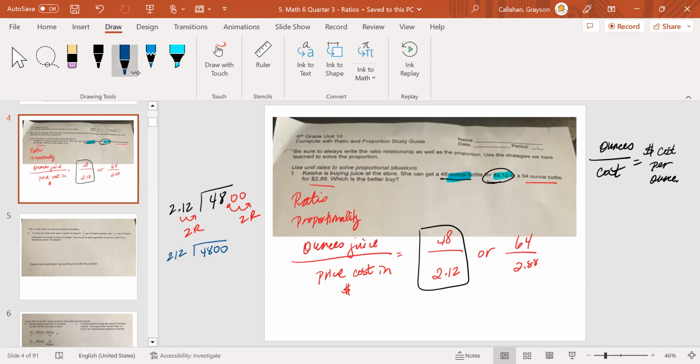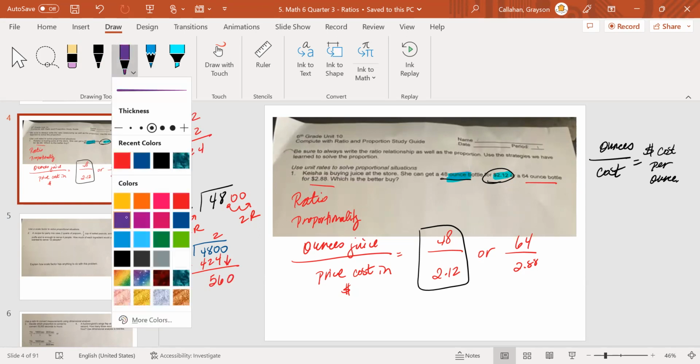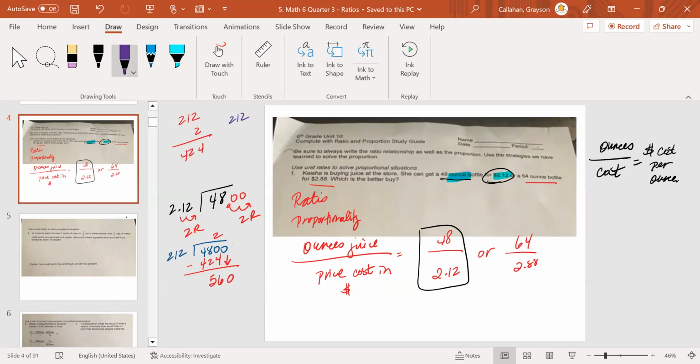212 times 2, and you could do the math on the side, is going to give you 424. So when you subtract it, you're going to get 56, bring down the 0. Then you could put 212. I don't think it's going to work for 3 because 3 will give you somewhere in the 600, so that's too big. So put 2 again. So then that is going to give you 424.